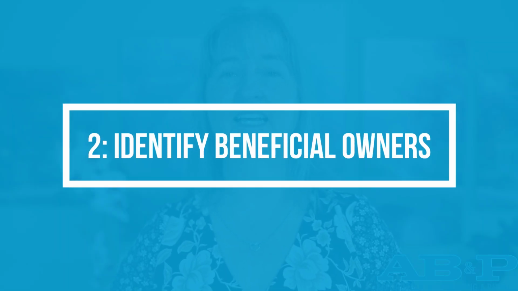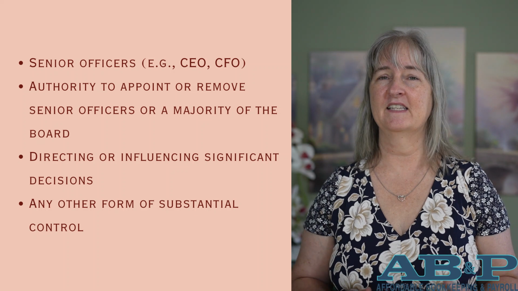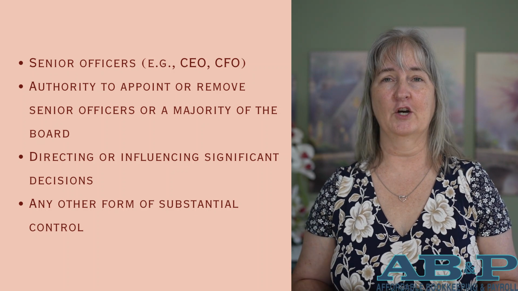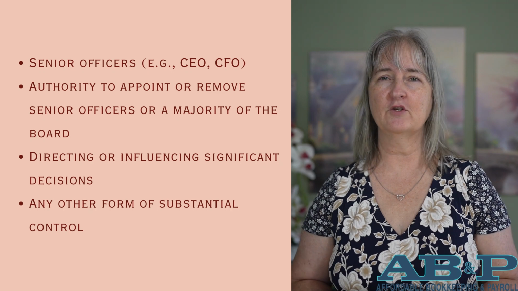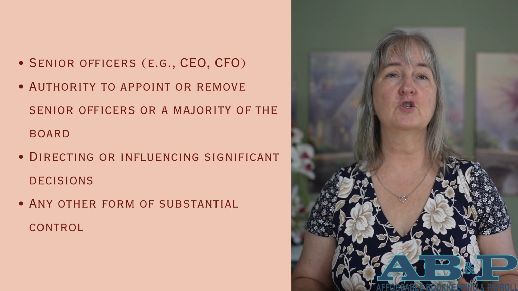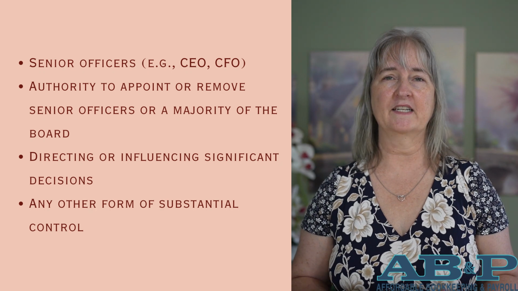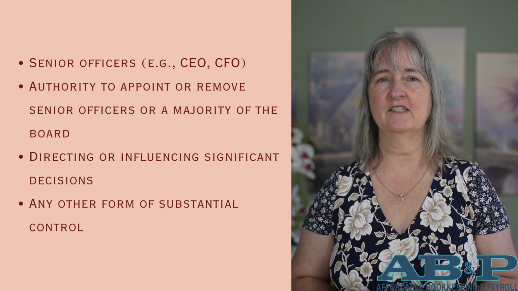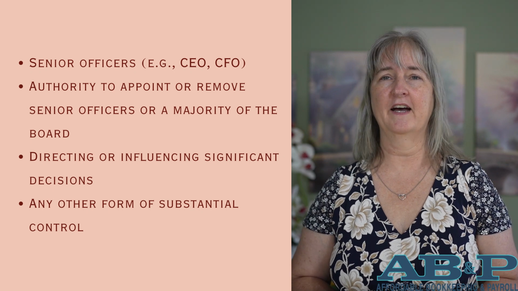Step 2. Identify beneficial owners. A beneficial owner is any individual who exercises substantial control over the company or owns or controls at least 25% of the company's ownership interests. Substantial control indicators include senior officers, for instance, the CEO or CFO, authority to appoint or remove senior officers or a majority of the board, directing or influencing significant decisions, any other form of substantial control.